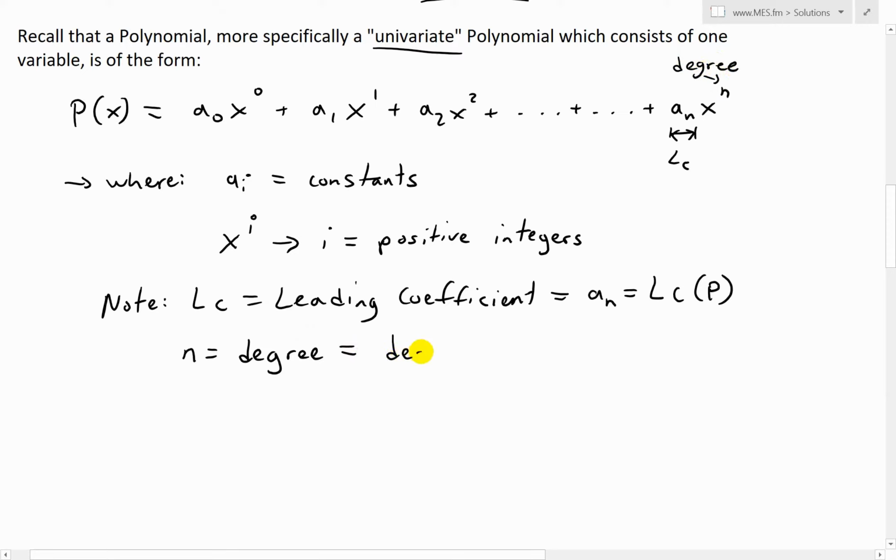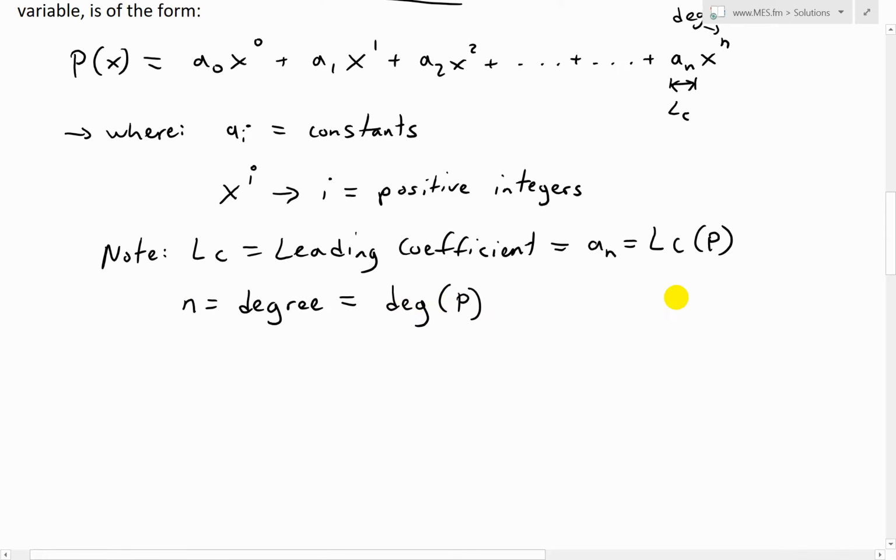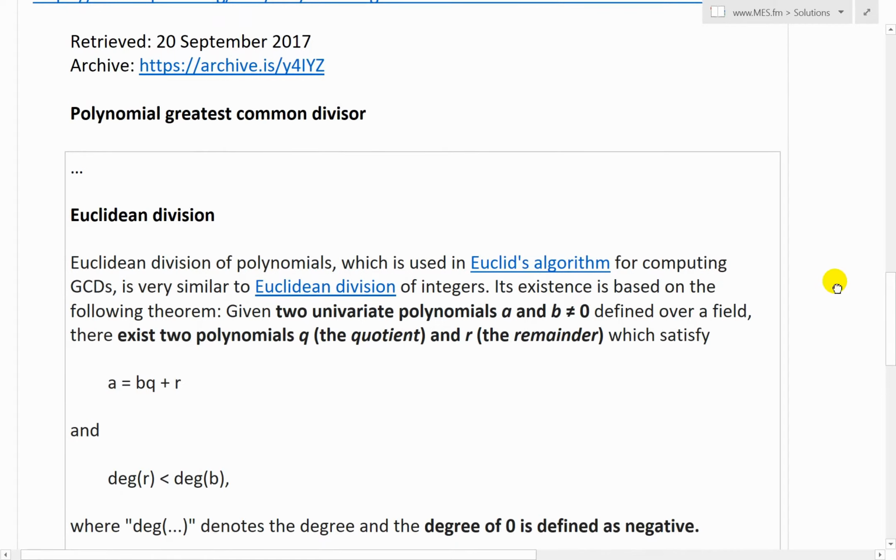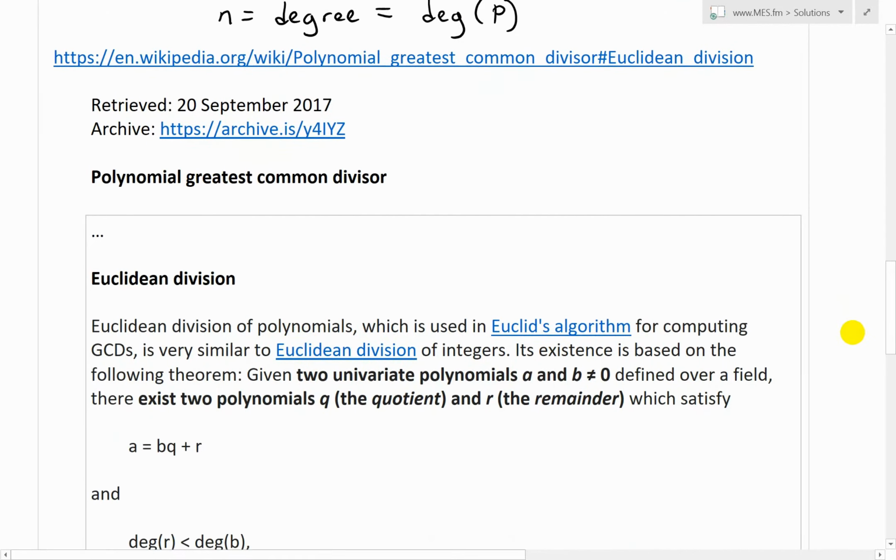I'll write this as deg, the degree function of the polynomial p, is equal to n, like that. Alright, so now that we have these definitions out and the polynomial, just to recap on that, we go into Wikipedia's definition and the algorithm that we're expected to prove, which goes over Euclidean division of polynomials. So let's just go over it, and then I'll go over the derivation and proof.